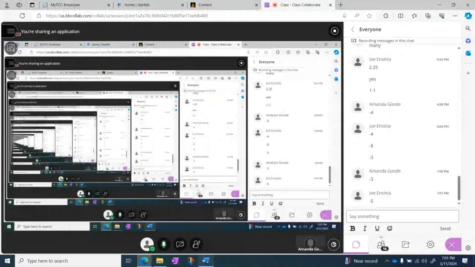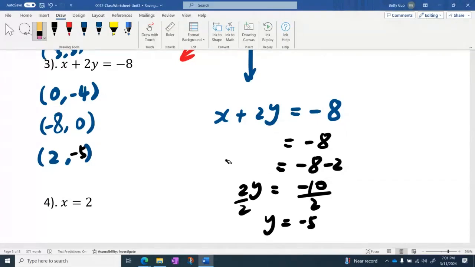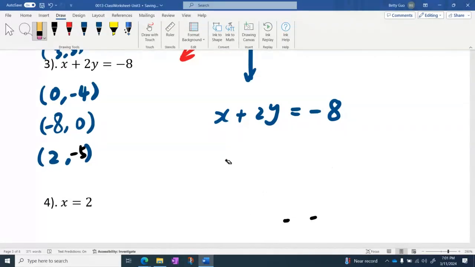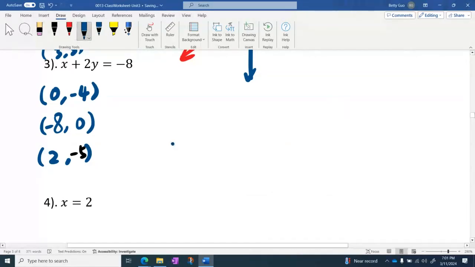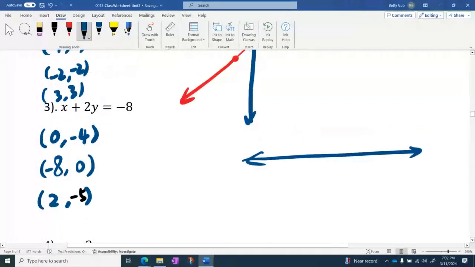(2, -5). Awesome. I can keep going to find many solutions. In fact, this linear equation in two variables, x plus 2y equals -8, also has infinitely many solutions. We found 3. I think that's enough. Let's graph it in the rectangular coordinate system. Let's plot the 3 solutions.